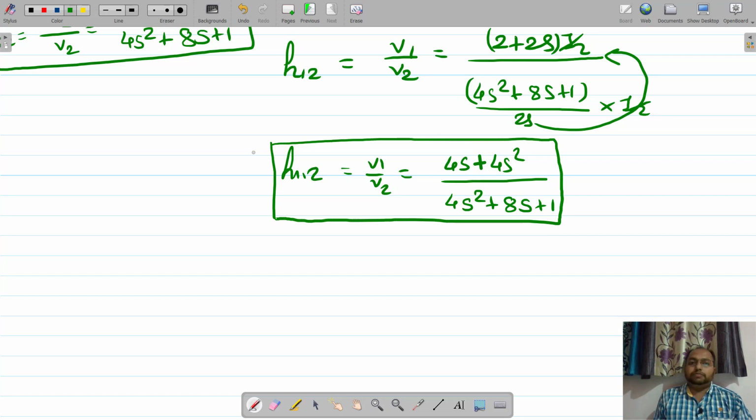Got it? So this is the way you can find the h parameters for a circuit consisting of inductors, capacitors and resistors. Is that fine? Thank you.